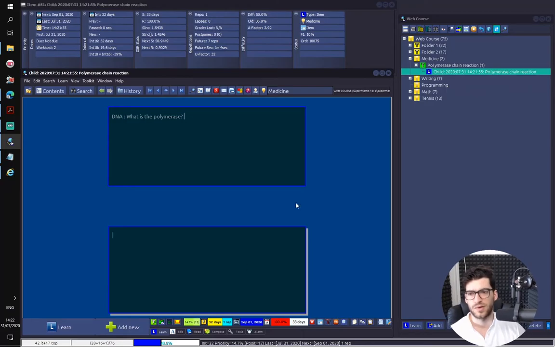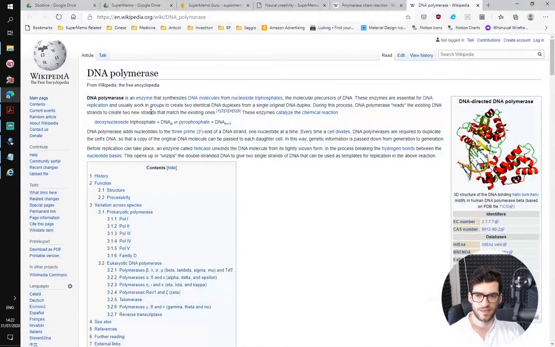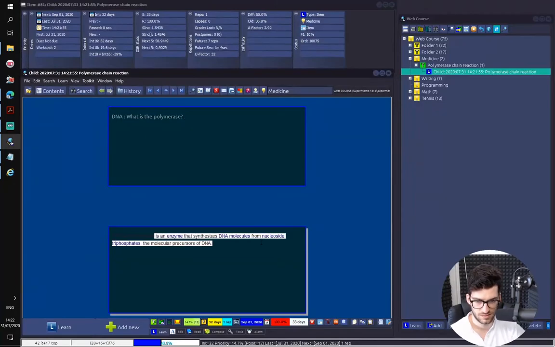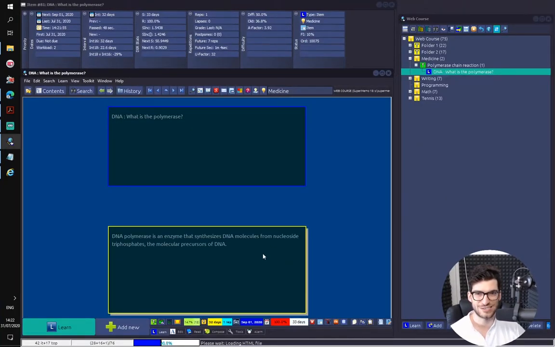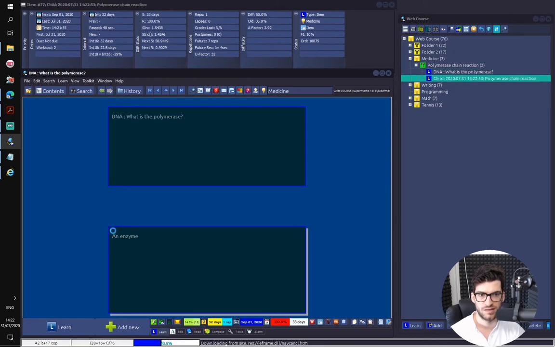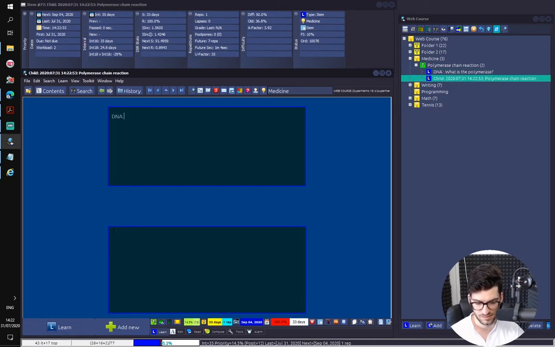I don't want to shit on Anki people, but what Anki people would do is this. Oh my god, this is so wrong. No, hell no, this is an enzyme. Ooh. An enzyme. Then, DNA.